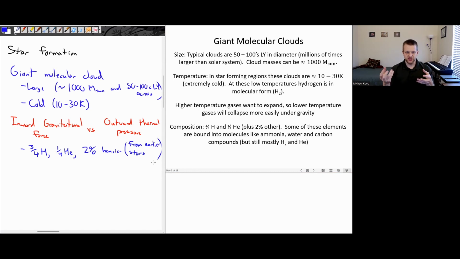Now, some of these heavier elements are bound up in molecules like ammonia, water, carbon compounds, but it's still mostly molecular hydrogen gas, so H2, and helium. Even though we call these giant molecular clouds, I'm not saying that they're primarily made of these complex molecules. It's still mostly hydrogen and helium.